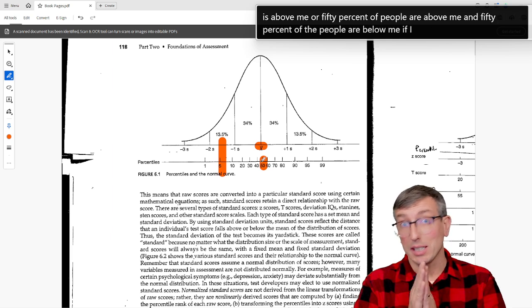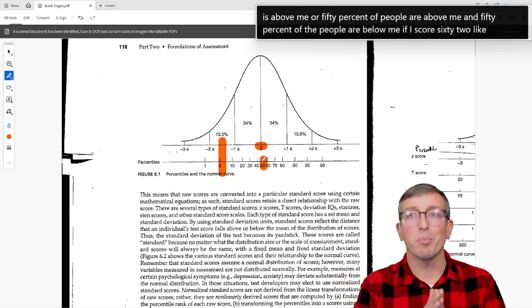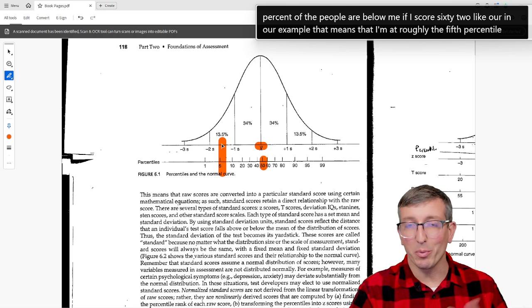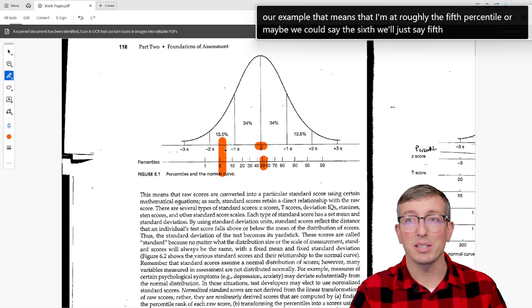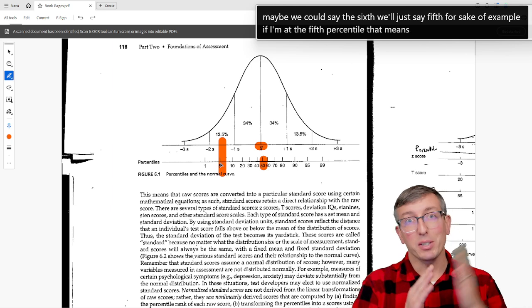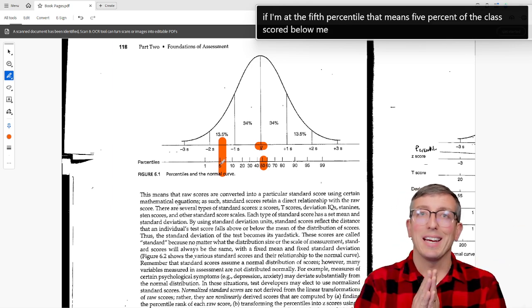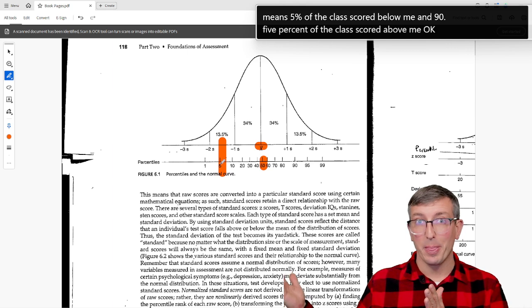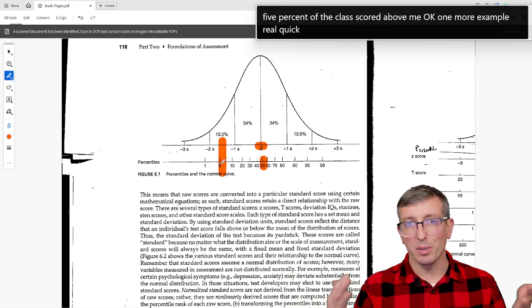If I score 62, like in our example, that means that I'm at roughly the 5th percentile, or maybe we could say the 6th. We'll just say 5th for sake of example. If I'm at the 5th percentile, that means 5% of the class scored below me and 95% of the class scored above me. Okay? One more example real quick, and then I'll explain some more.